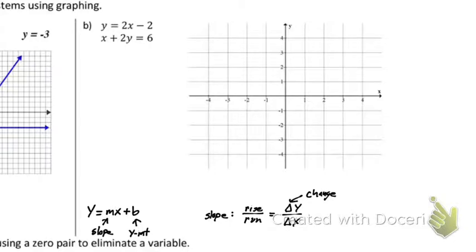Change in y is your up or down. Change in x is your left or right. That is rise over run. Change in y over change in x is the same thing as rise over run. All right, so our first one's already in slope-intercept form.